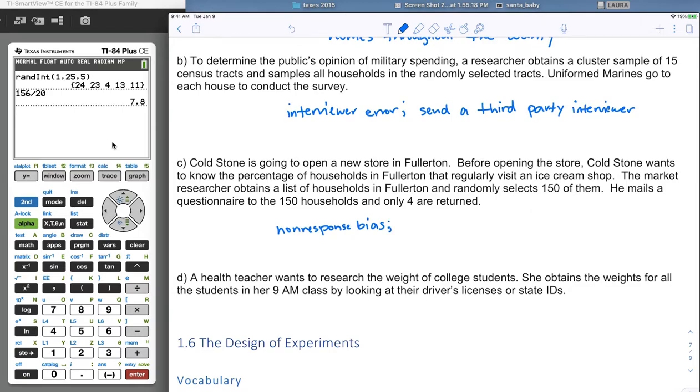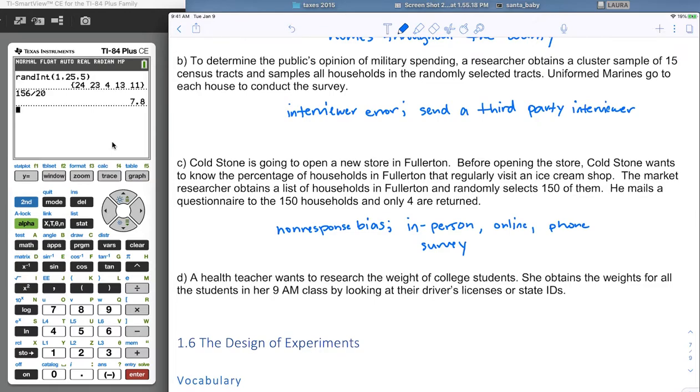I don't think mail is really an effective way to get people to respond to a survey. They may want to try something else, maybe in-person survey, maybe online or phone, although those might suffer from the same consequence. In person might be the best bet, especially since they went through the trouble of randomly selecting 150 households.